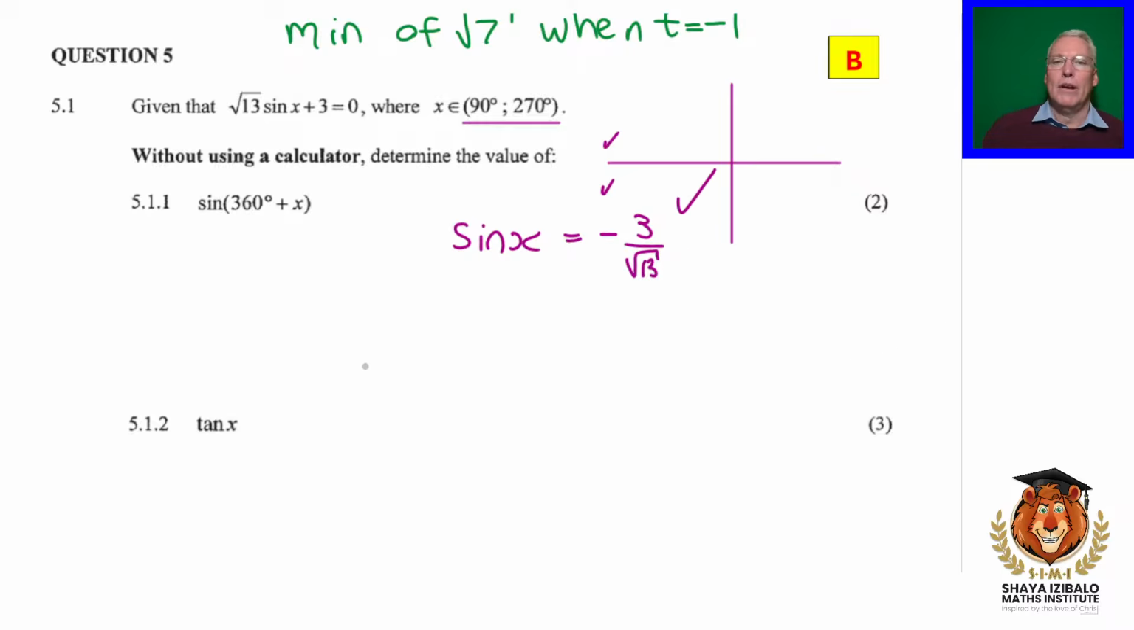Next we are asked to find the sine of 360 plus x. The sine of 360 plus x will be in exactly the same place, so it will be exactly the same as sine x. It will also equal negative 3 over root 13.